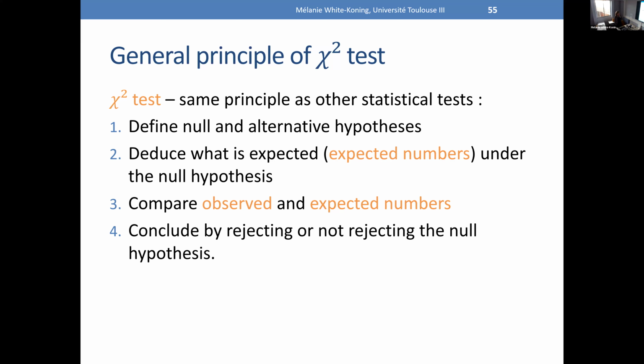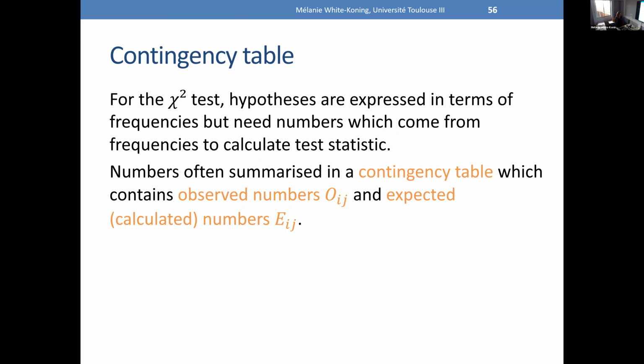So the general principle is the same as other statistical tests. First, we define the null and alternative hypothesis. Then we deduce what is expected, the expected numbers under the null hypothesis. We compare the observed and expected numbers, and we conclude by rejecting or not rejecting the null hypothesis. So what you have to see is that the hypotheses in a chi-squared test are expressed in terms of frequencies, percentages, but we use the numbers which come from the frequencies to calculate the test statistics.